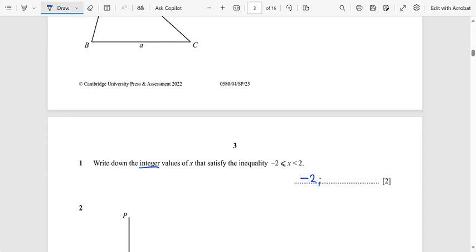-2 is less than or equal to, simply means there's no other value which is less than -2. We start off with -2, then we also consider -1, we also consider 0, we also consider 1, but x is less than 2, which means that 2 is not included. So these are all the integer values which satisfy the given inequality.